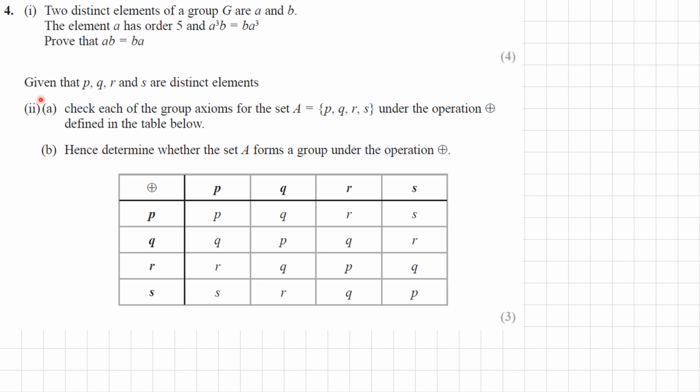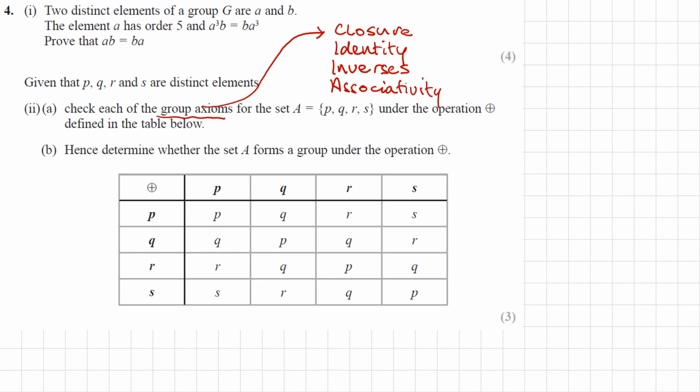Given that P, Q, R and S are distinct elements, part 2, part A, check each of the group axioms for the set A is equal to P, Q, R, S under the operation circle with a little cross inside, defined in the table below. So we've got this table here. So the 4 group axioms are closure, an identity, inverses and associativity.